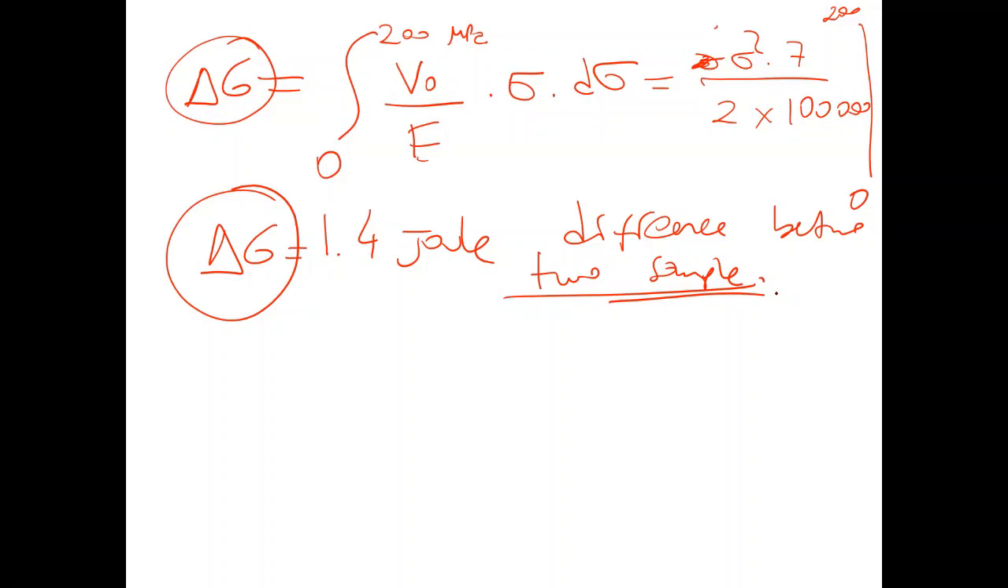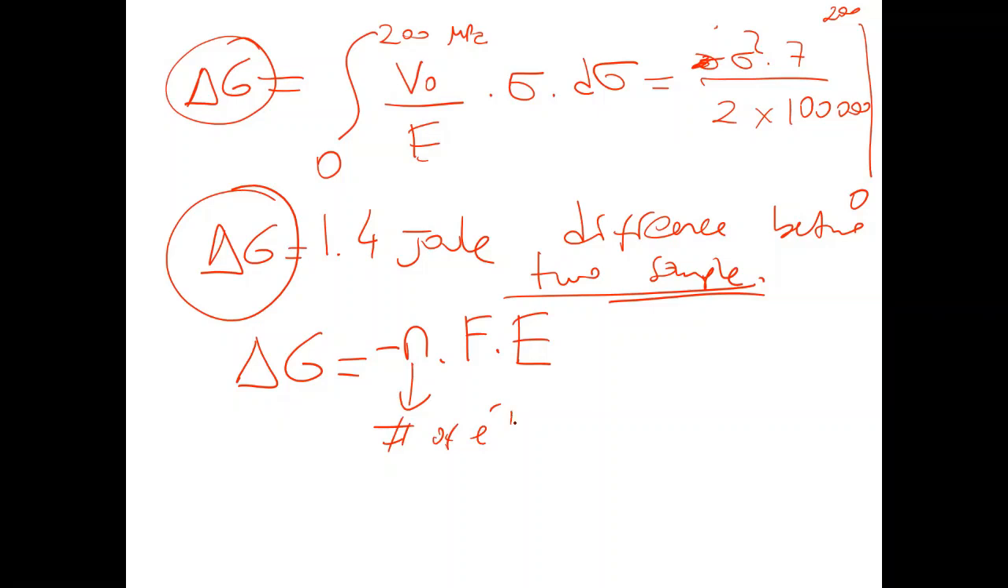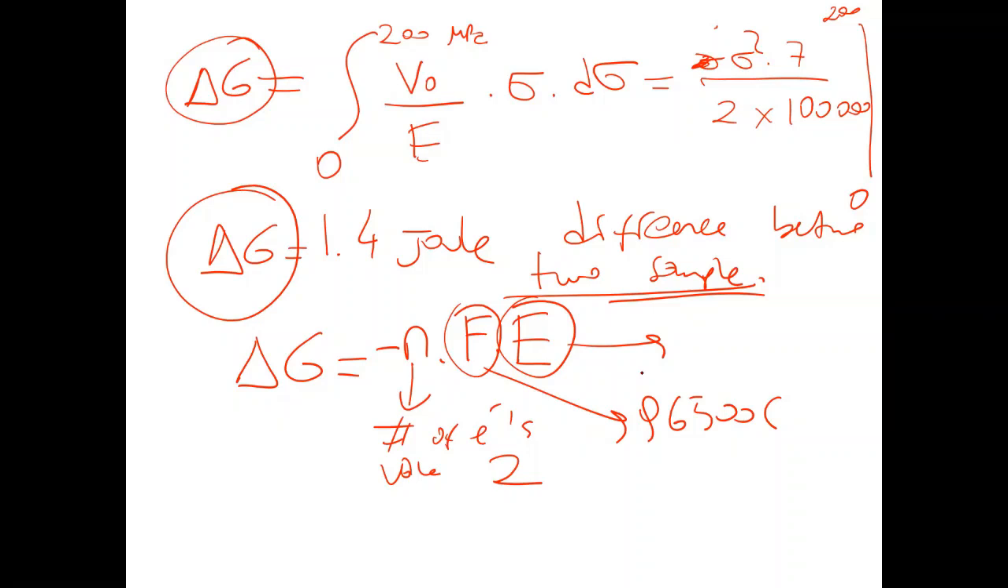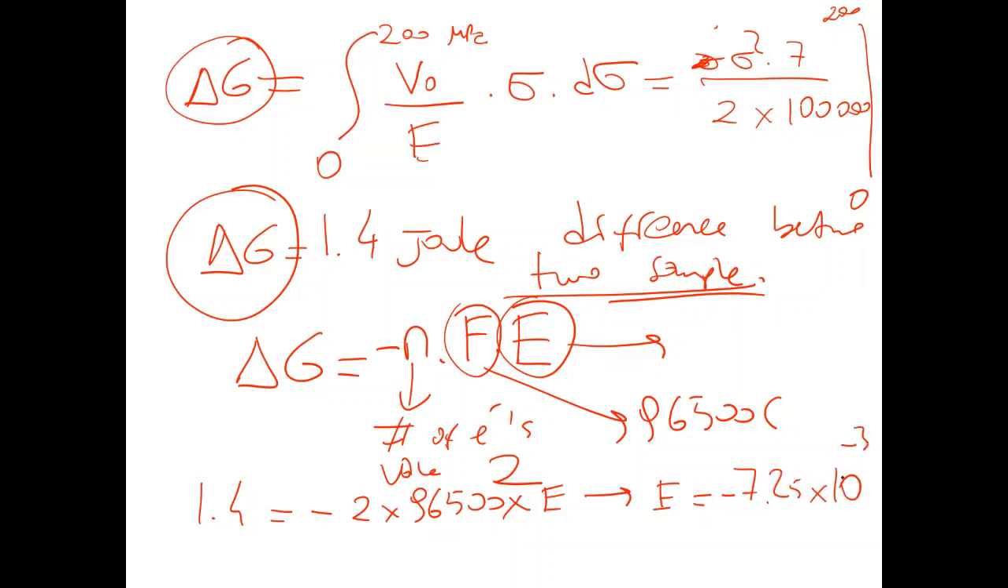Now we continue. There is a relationship between delta G and the E value of the system: delta G equals minus n F E. n is the number of electrons, or valence of copper, which is 2. F is the Faraday constant, 96,500 coulomb. And E is the value that we are after. So 1.4 is equal to minus 2 times 96,500 times E. From this, the E value is minus 7.25 times 10 to the minus 3 millivolt.